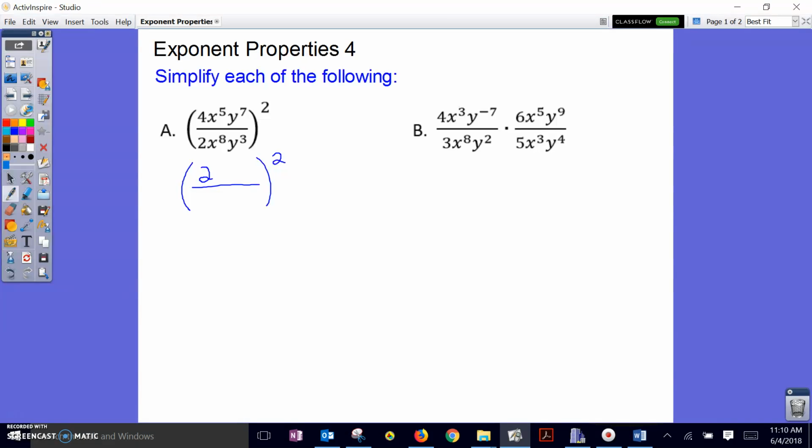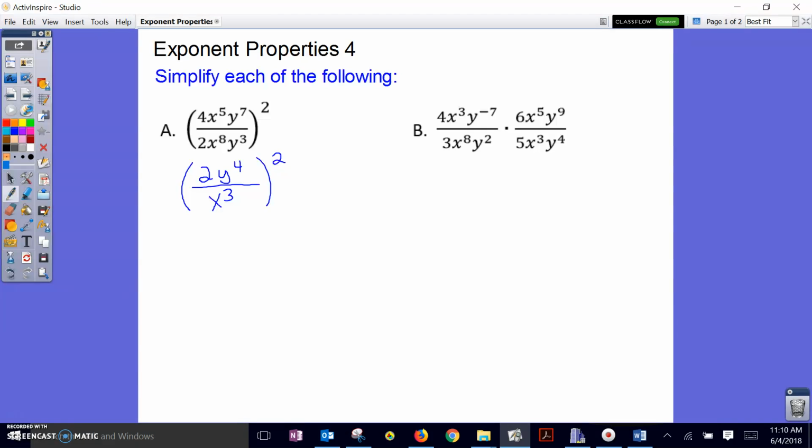Then I focus on my x's. I've got x to the 5th in the numerator, x to the 8th in the denominator. One way or the other, I should end up with an x to the 3rd in the denominator from that expression. I can either subtract those and get x to the negative 3 and then move it and change the exponent to a positive, or I can use the idea that the bigger power is in the denominator and just subtract bigger minus smaller and leave the result where the bigger exponent was to begin with. And then y to the 7th over y to the 3rd simplifies to y to the 4th in the numerator.